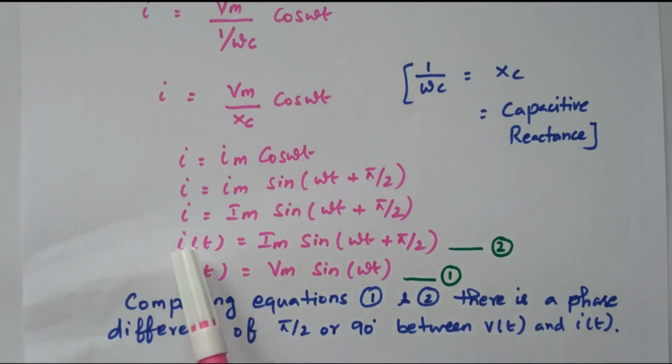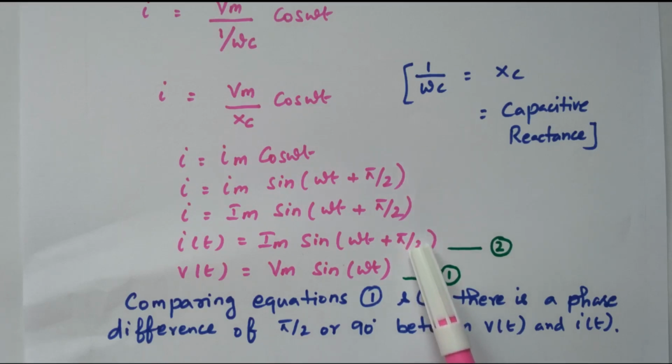Now we have the equation for current. What is the first equation? V of t equal to Vm sin omega t. This is equation 1, the applied voltage. Now compare these two equations. Here sin omega t, and here sin of omega t plus pi by 2. That is, current is leading the voltage by 90 degrees, pi by 2. In the case of an inductor it is minus pi by 2, which means lagging the voltage by 90 degrees. Here plus pi by 2 is there.